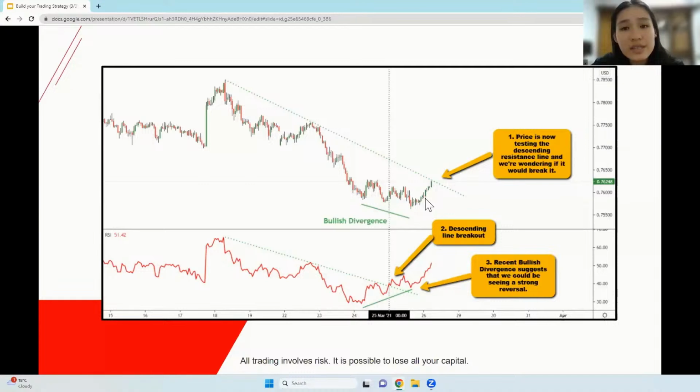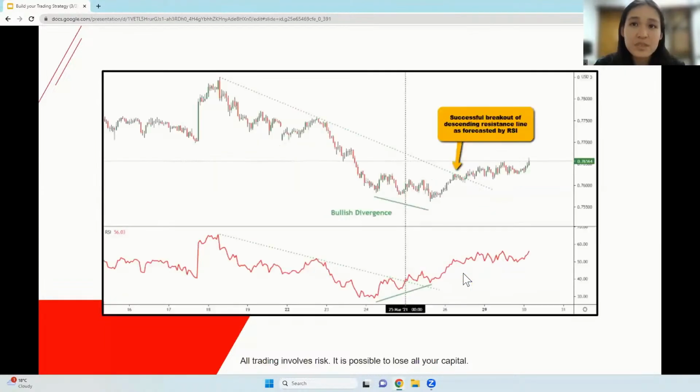Secondly, we have a descending line breakout, as we mentioned earlier, but we also have a bullish divergence. So bullish divergence is basically the opposite of a bearish divergence. We see that price is making a higher low on our RSI, and on our price chart, it's making a lower low. That's basically bullish divergence. So when you draw it out, it should look like this. It suggests that price is going to continue to go upwards and break out of this descending resistance.